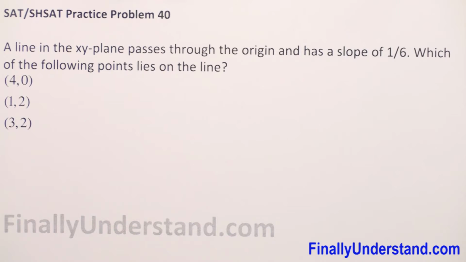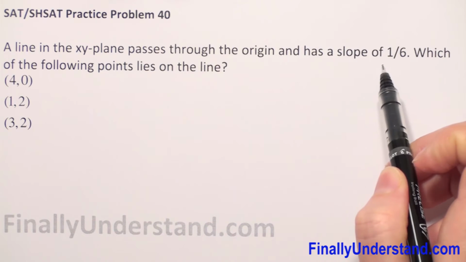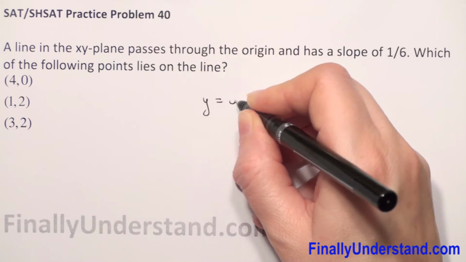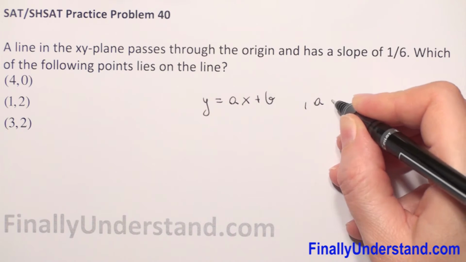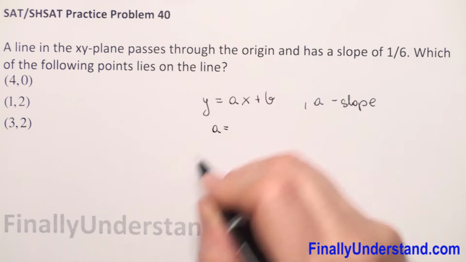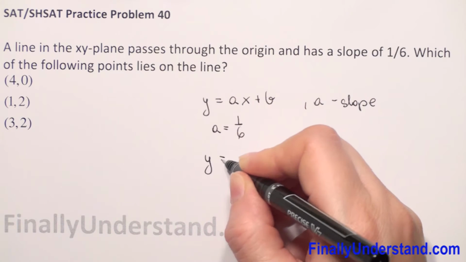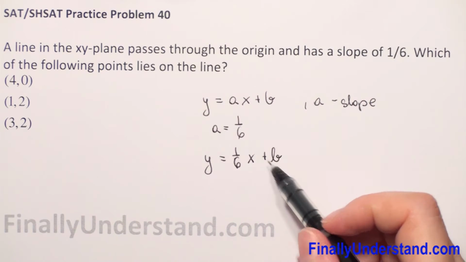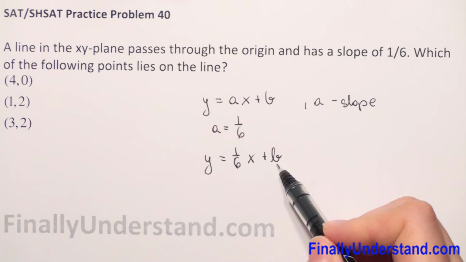We are given that this line passes through the origin and the slope is 1/6. The formula for a straight line is y equals ax plus b, where a is the slope. In this example the slope is 1/6. We can replace a by 1/6, so we have y equals 1/6 x plus b. To find the formula of our line, we now need to find b.